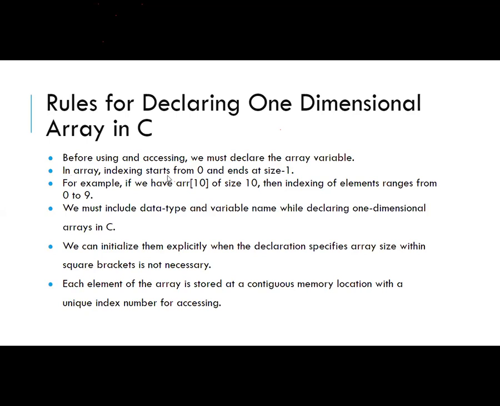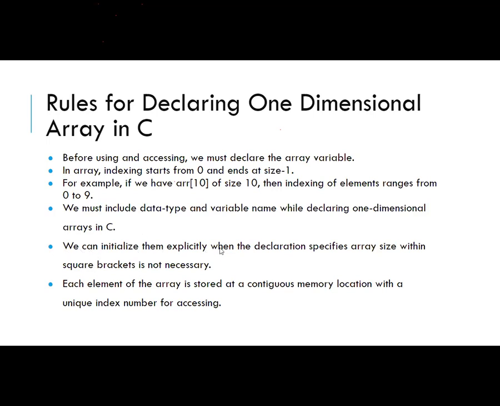The array index always starts from 0 and ends at n minus 1, or the size minus 1. For example, if you have an array of size 10, the indexing will be from 0 to n minus 1, that means 0 to 10 minus 1, that is 9. And we must always include the data type and the variable name while declaring an array. That means if you are declaring an array, you have to write the data type and give that array a name. This is similar to declaring variables.